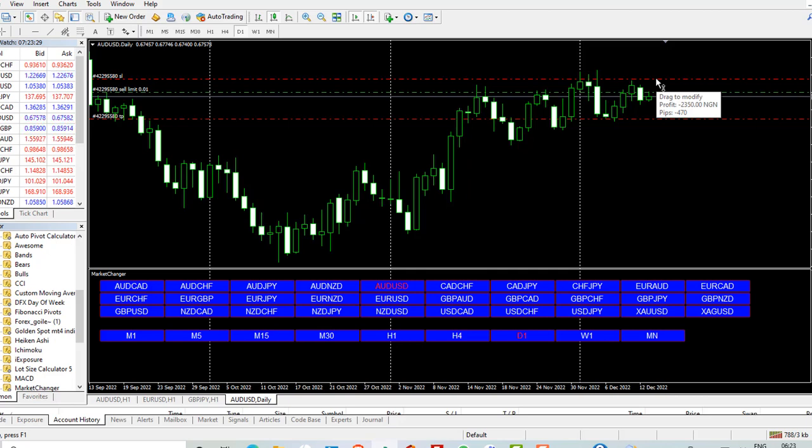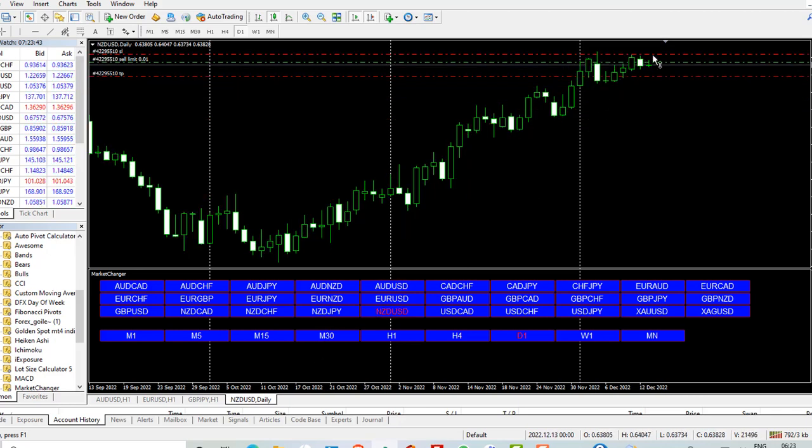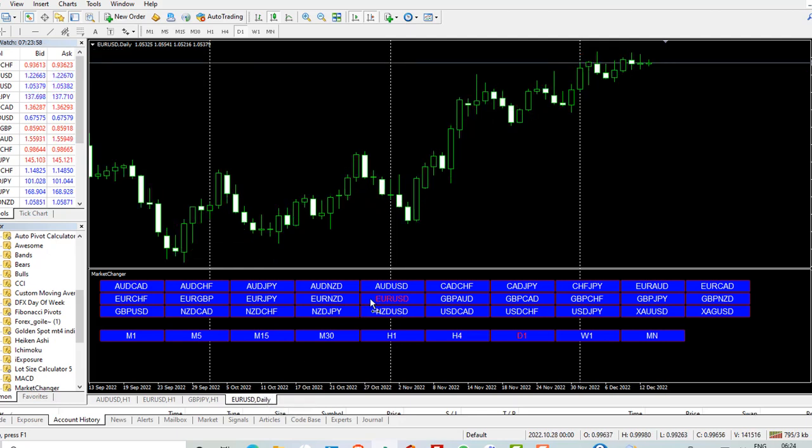The risk is 47 pips, and the target is 95 pips. So you can see that it's a 1 to 2 risk reward ratio. While for the NZDUSD, the risk is 32 points, call it 3 pips, while the target is 63 pips. All right, almost 1 to 2. Okay, so next instrument I want to check is the EURUSD.